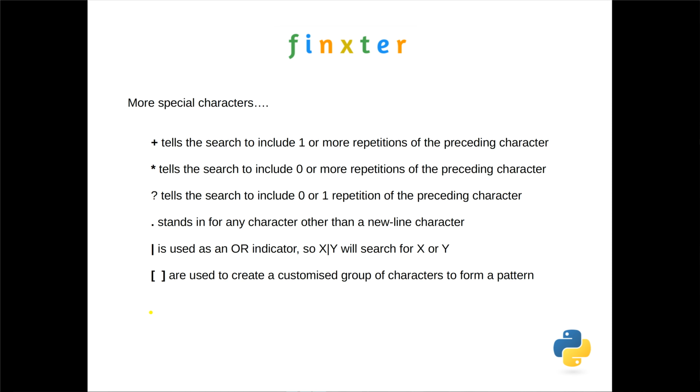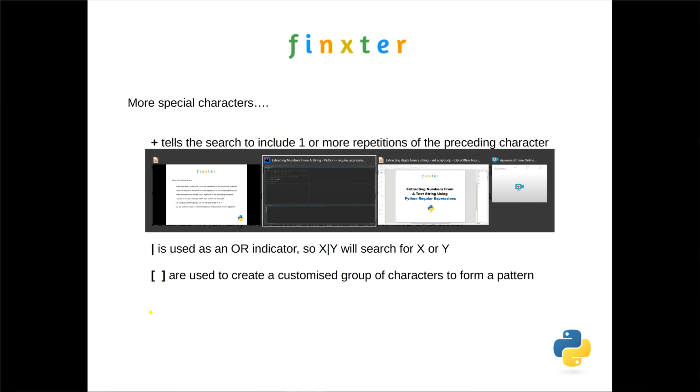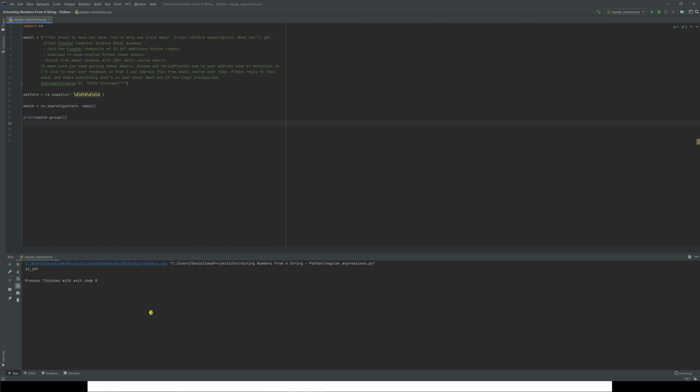The dot, full stop, period, whichever part of the world you come from, stands in for any character other than a new line character. The pipe is used as an OR indicator, so if we put X pipe Y, it will search for X or Y and return one of them. And then of course we have the square brackets. And the square brackets we'll talk about a little bit later. They are used to create a customized group of characters to form a pattern, and we'll see that very shortly in our coding.